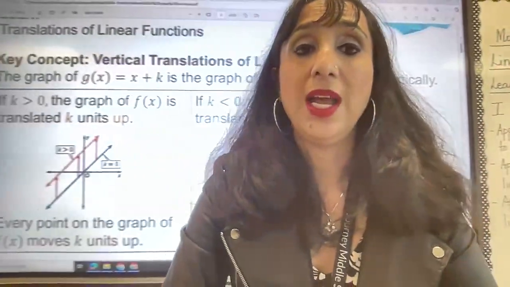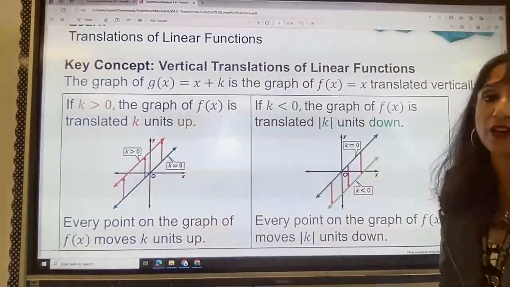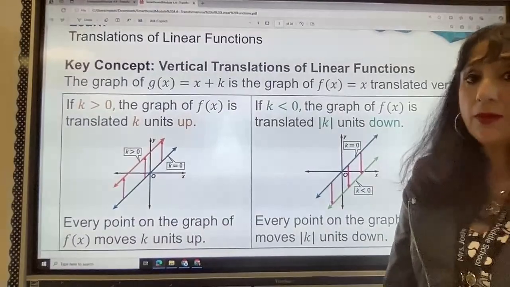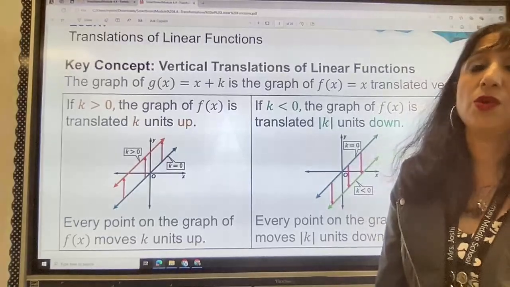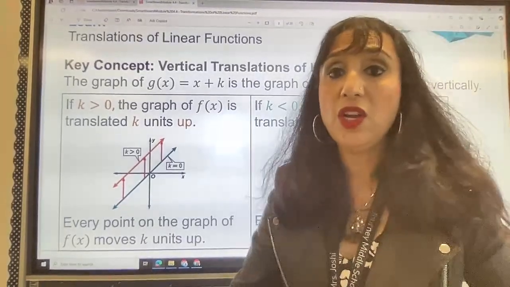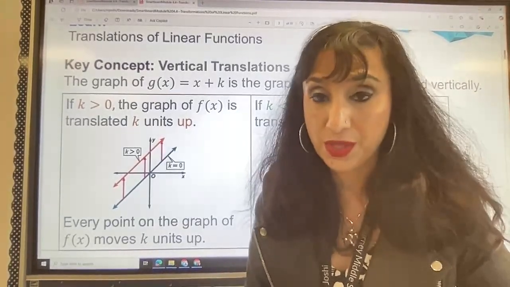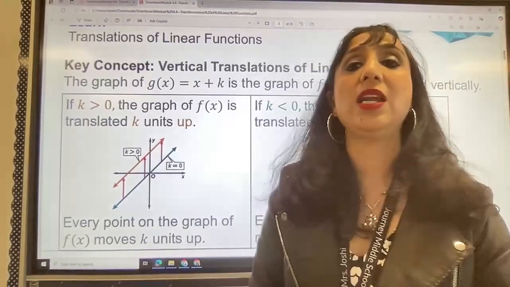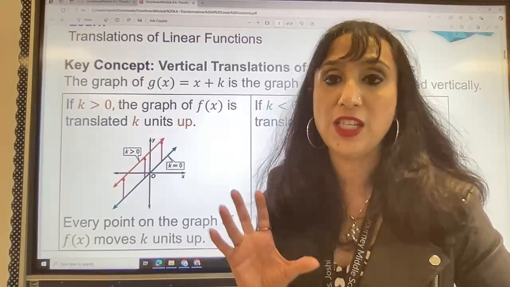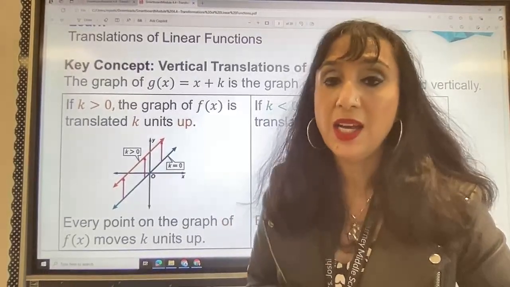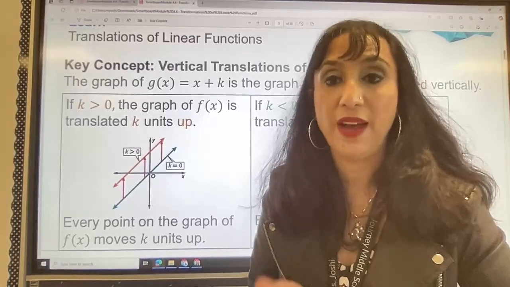Okay, now I want to quickly talk to you about a vertical translation. So let's look at vertical translations of linear functions. Now, when it's saying the graph of g of x is equal to x plus 8, when you're looking at g of x, k of x, j of x, I don't want you to be confused. That's basically another form of saying f of x, but because it is a different line, they are just renaming it. Instead of f of x, they're calling it g of x.